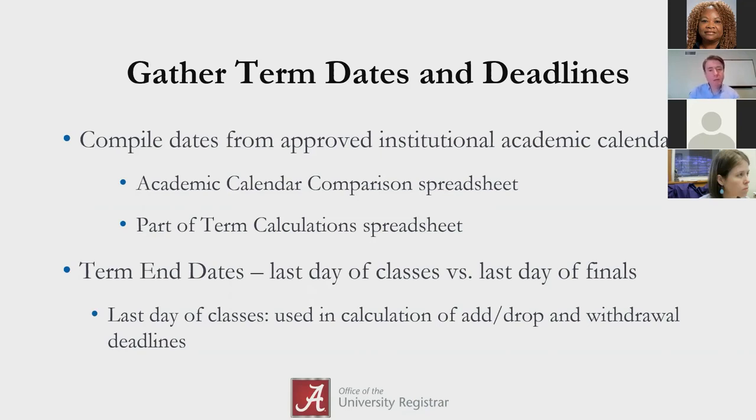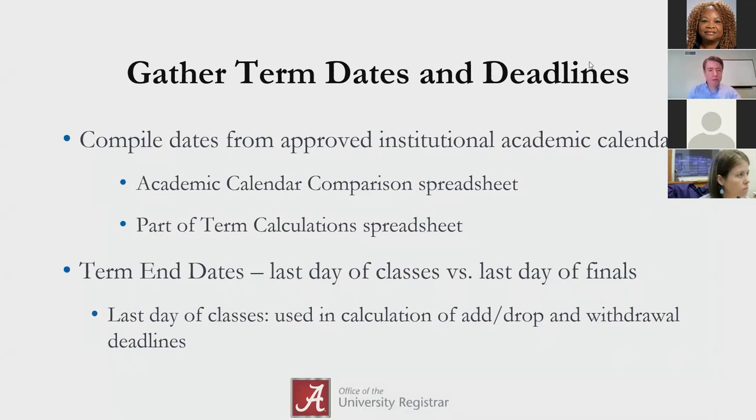We have a part of term calculation spreadsheet that helps us identify our important billing dates and registration dates and deadlines within the term. So our add drop cutoff, our deadline to withdraw from the term and from courses within the term. And we use that spreadsheet also to let us know what RSTS and ESTS dates to key into Banner in advance of registration.